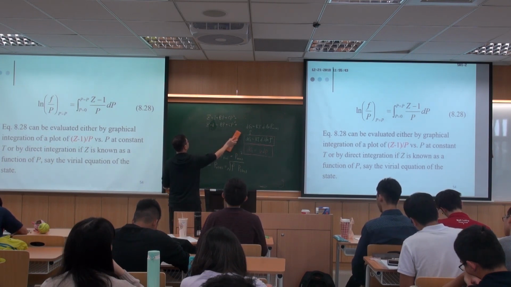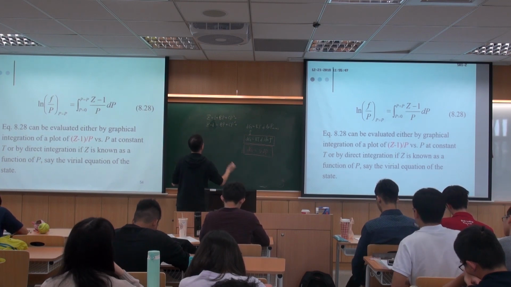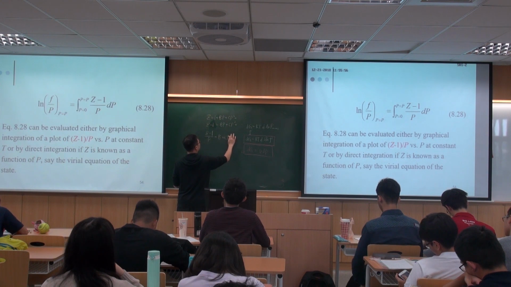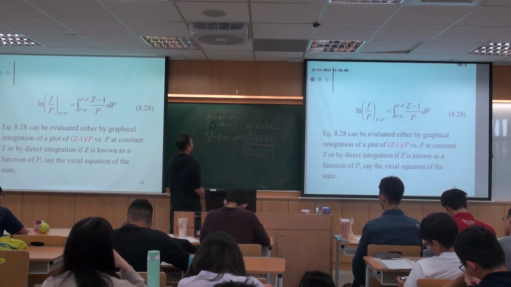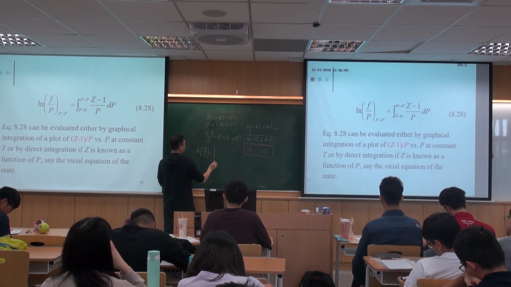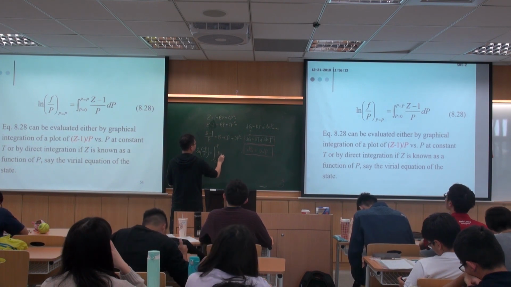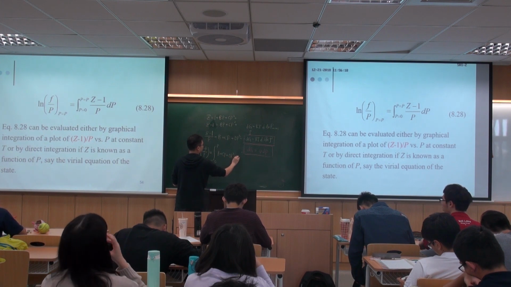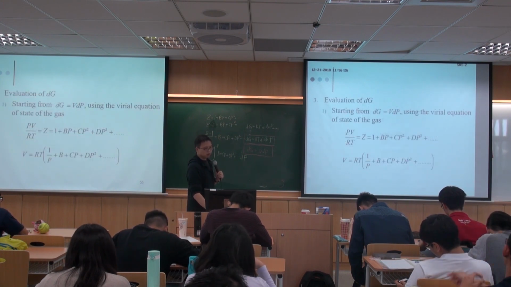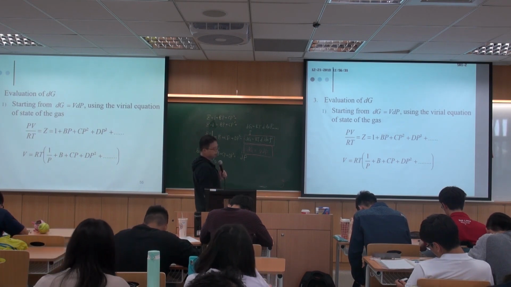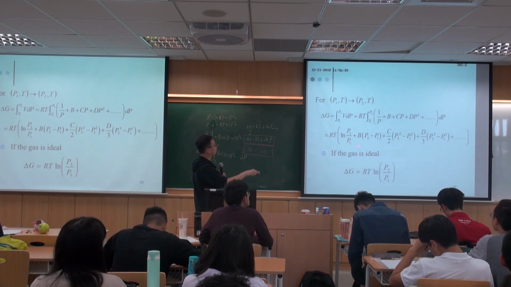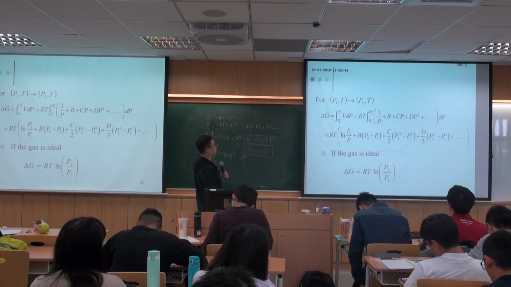And divide this by P. It will be something like this. And therefore, if you want to calculate this, it's simply integrating this over dP. So depending on where you want to start, if you start from here, then eventually the delta G that you have can be expressed as something like this, if you want to calculate delta G.